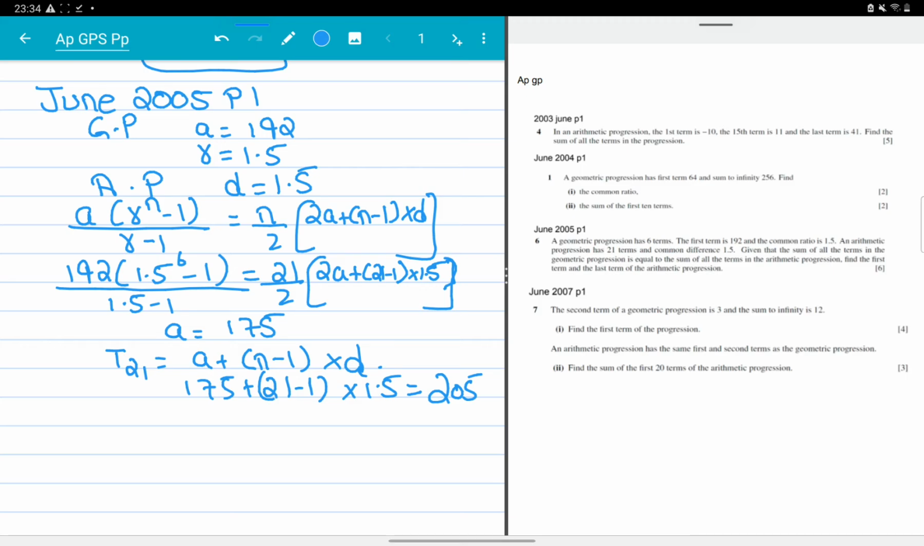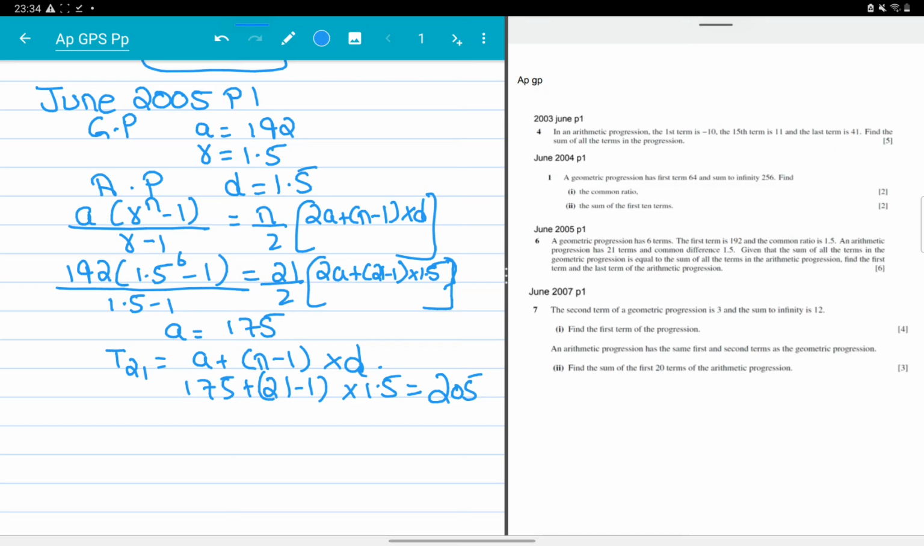After finding the first term of the AP, they ask you to find the last term of the AP also. In the question they have given that the total number of terms in the AP is 21. So it means they ask you about the 21st term, because that will be our last term. So we simply substituted the values in the formula of the term, which is a plus (n minus 1) into d. The first term is 175, n is 21, and the difference is 1.5.